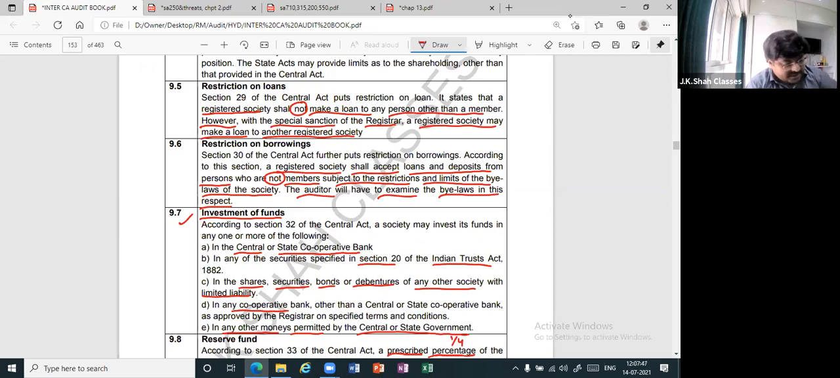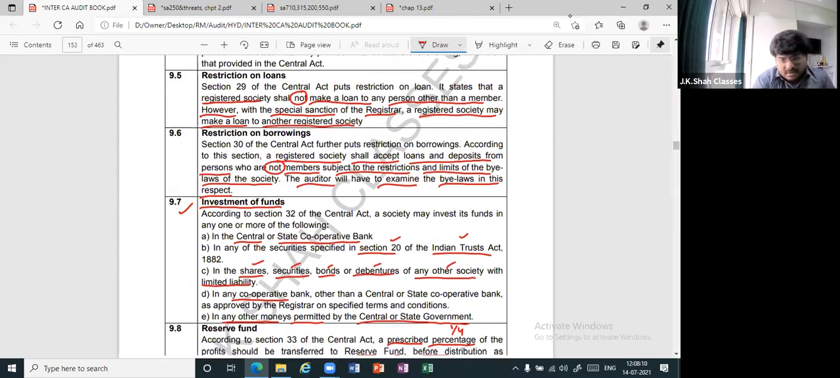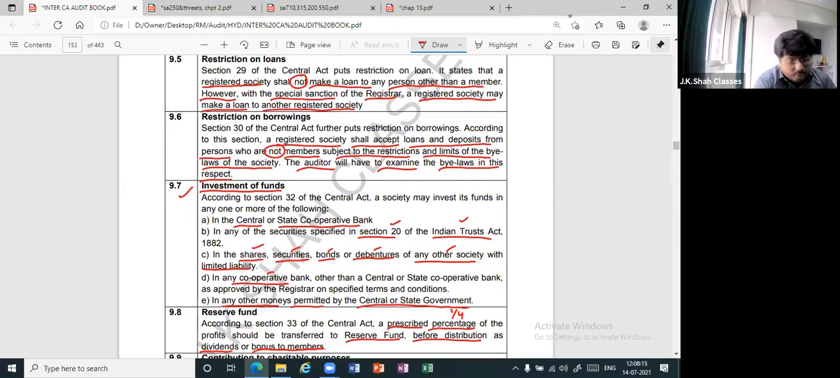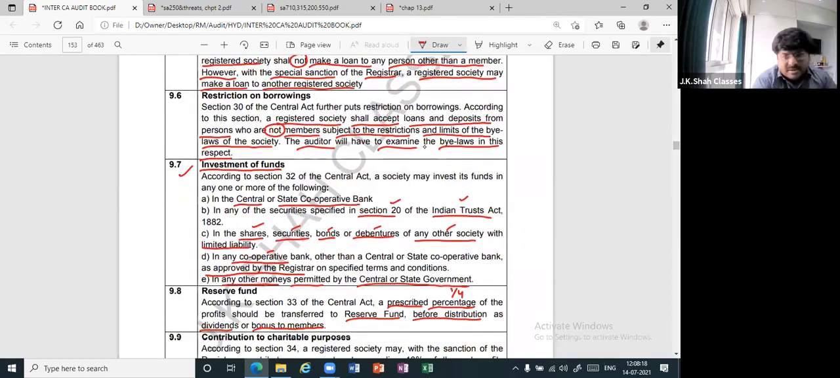Thereafter, any securities which are specified in Section 20 of the Indian Trust Act 1882. Simple examples are any government issued bonds, debentures, or securities. Ultimately, you can keep it there because it is risk free. Then shares, securities, bonds, or debentures of any other society with limited liability, or in any cooperative bank other than a central or state cooperative bank, approved by the registrar. And lastly, in any other monies which are specified by the central or the state government.